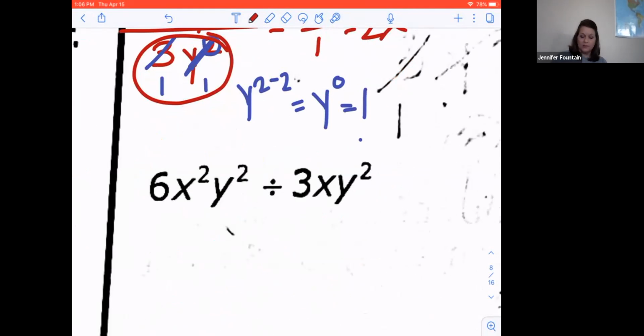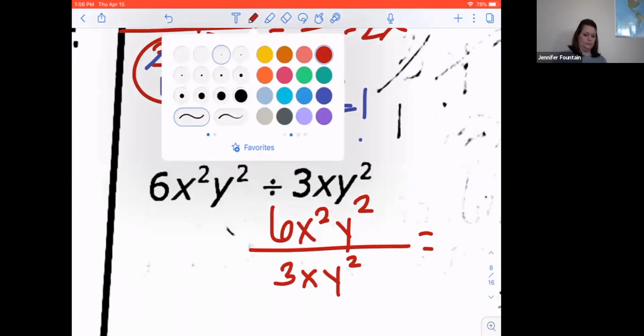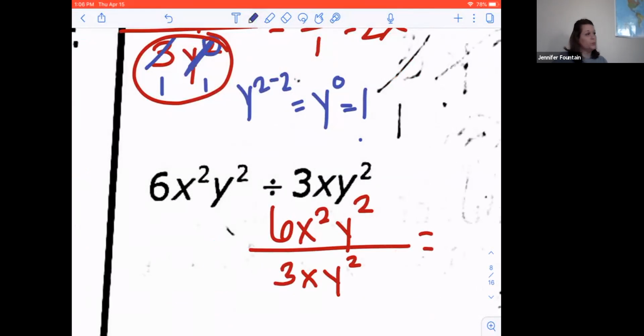So let's go ahead and rewrite it vertically. 6x squared y squared divided by 3xy squared. Okay, so like we've done in the previous examples, we start with canceling the 6 and the 3. They're both divisible by 3, so that becomes 2 over 1. So I've canceled those first. Now I have x squared in the numerator and x to the first in the denominator. What is 2 minus 1? 1.